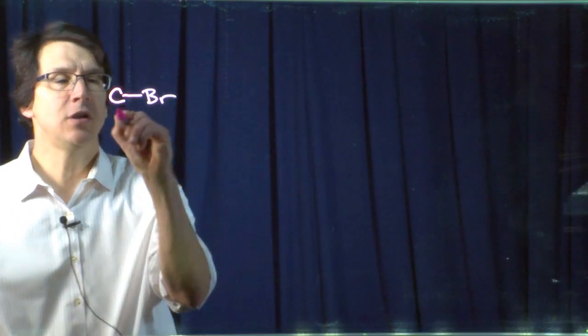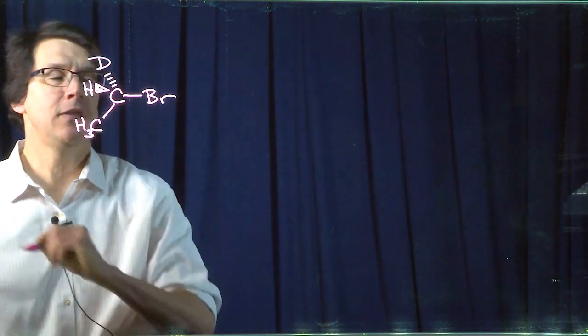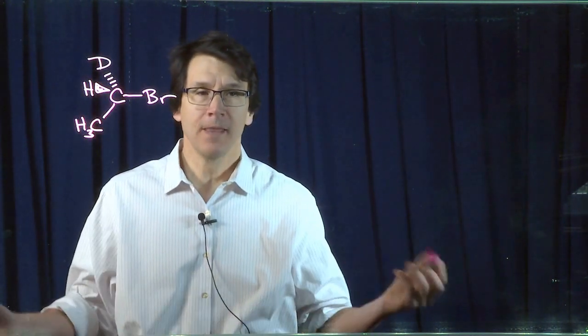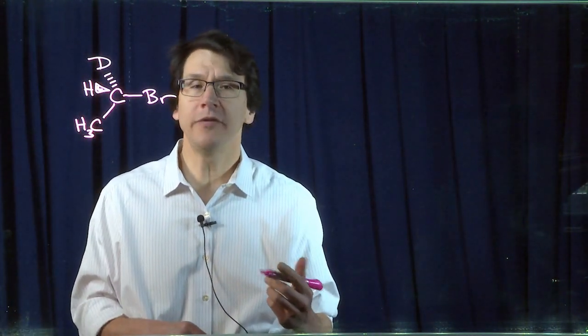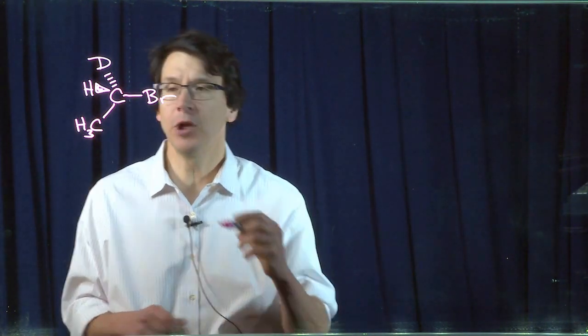Today I want to think about a seemingly silly SN2 reaction. So let's imagine that we have this secondary alkyl bromide, and then let's put a deuterium in this molecule. Deuterium is just an isotope of hydrogen. It has twice the weight of the hydrogen, but otherwise chemically very similar.